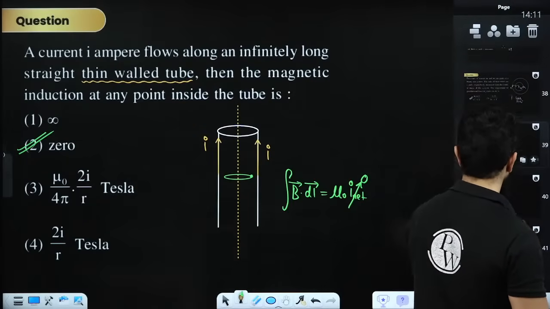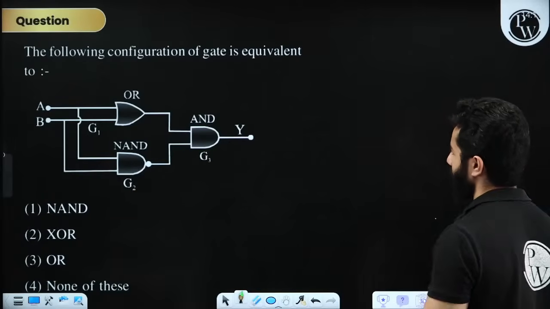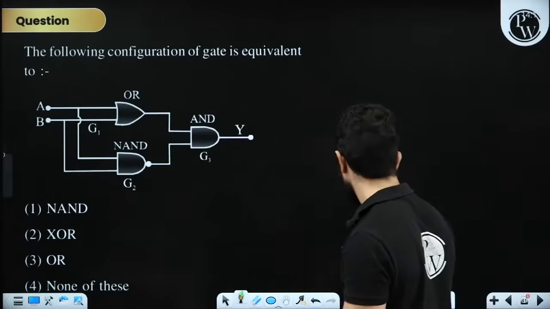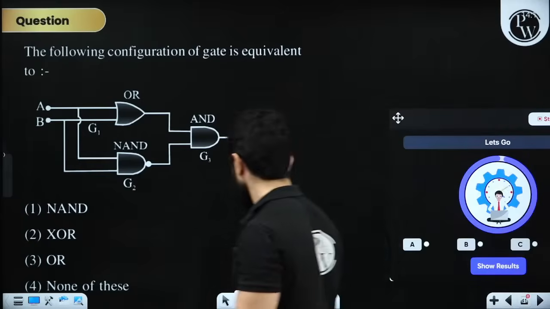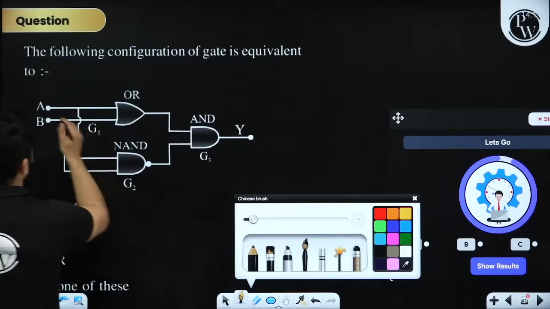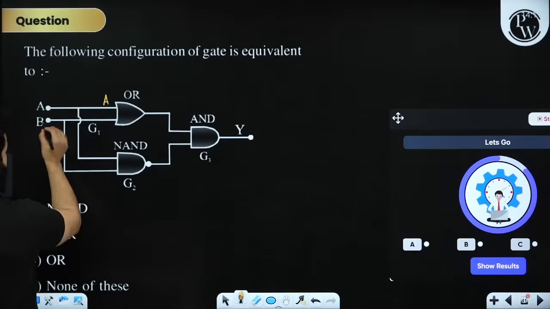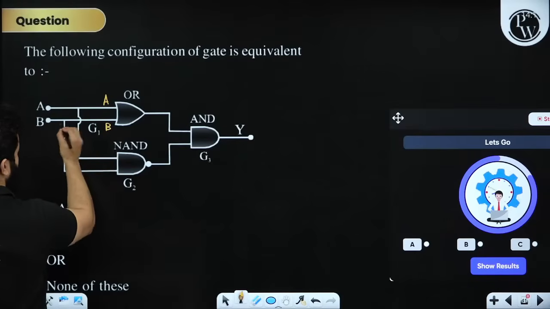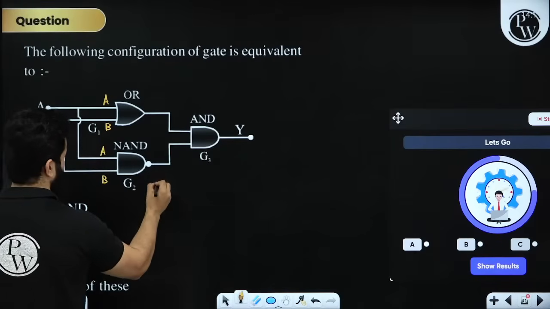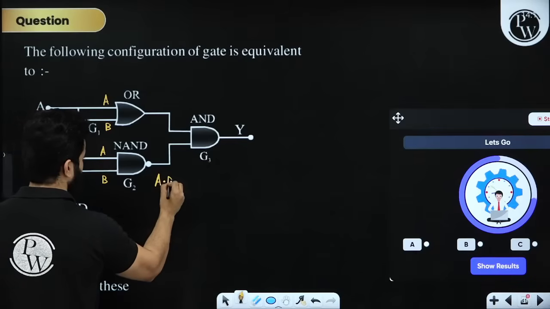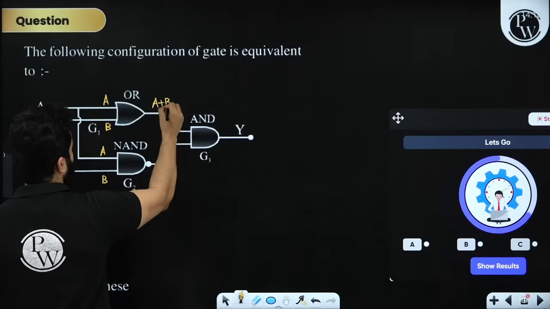Now let's see another problem. One from the logic gate. Solve this. Be quick. 60 seconds. This is A. This is A. All right. And this is B. Again, this is A. This is B. So this will become A dot B and a bar on it. And this will become A plus B.